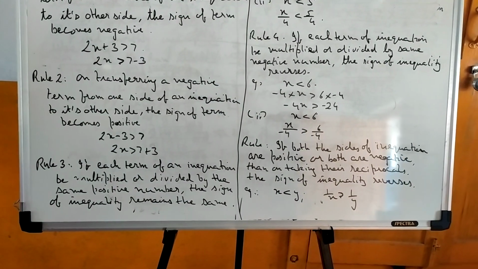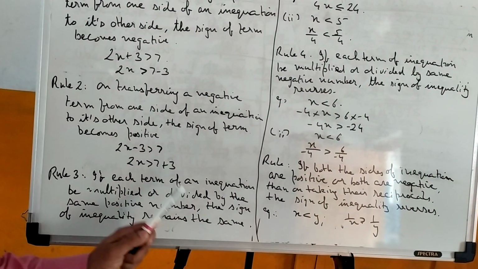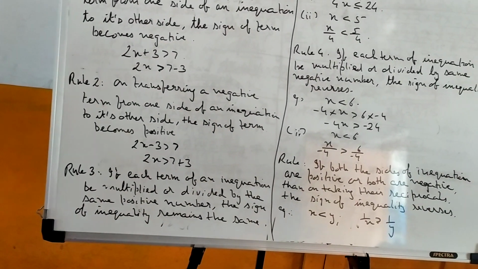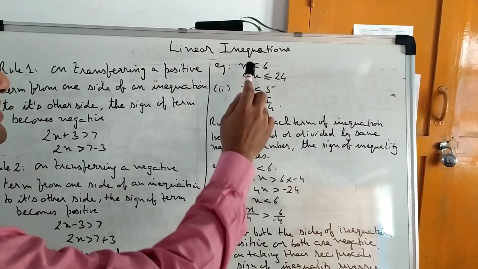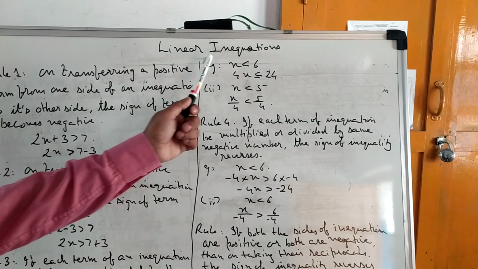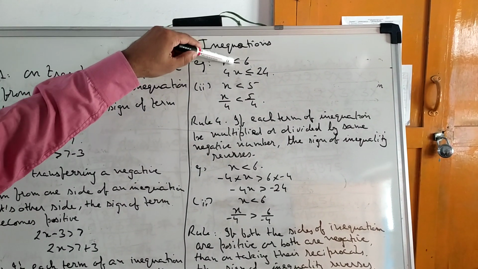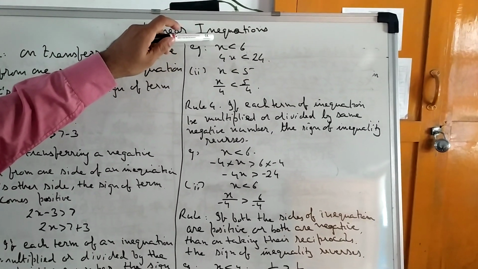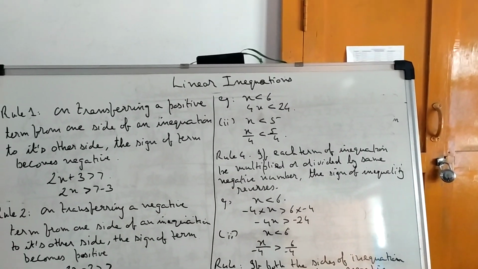Now we come to the third rule. If each term of an inequation is multiplied or divided by the same positive number, the sign of the inequality remains the same. So I told you what the inequality sign is, that is greater than or less than. So what it is saying is, when both sides are multiplied by the same number, the sign will not change. You see here, when I am multiplying by 4 on the left hand side as well as the right hand side, the sign will not change. It will remain the same.